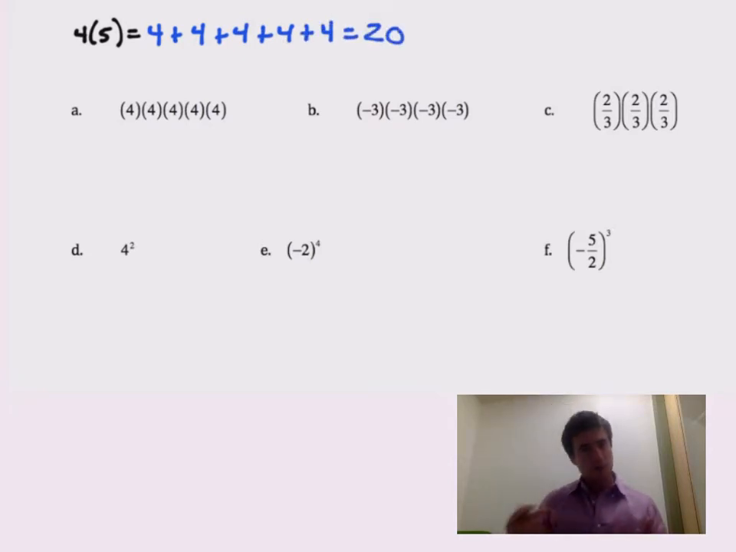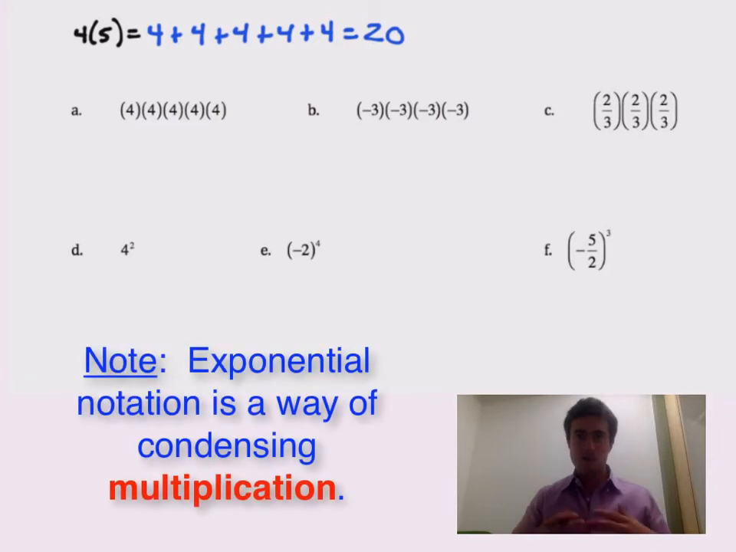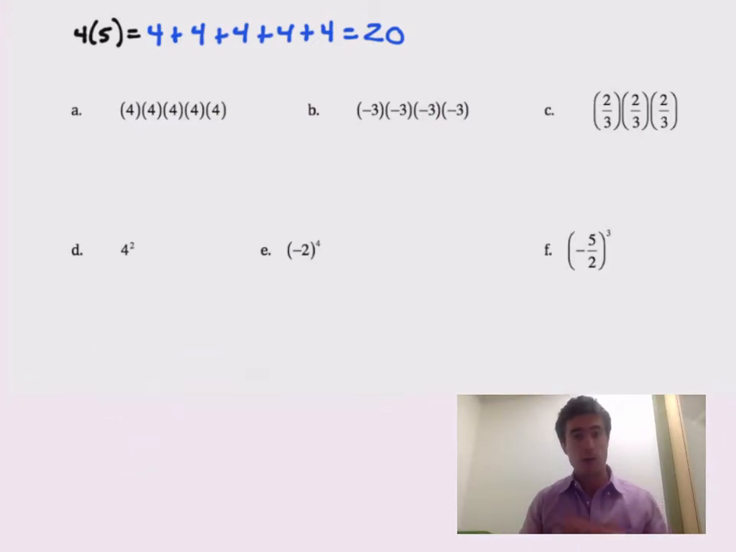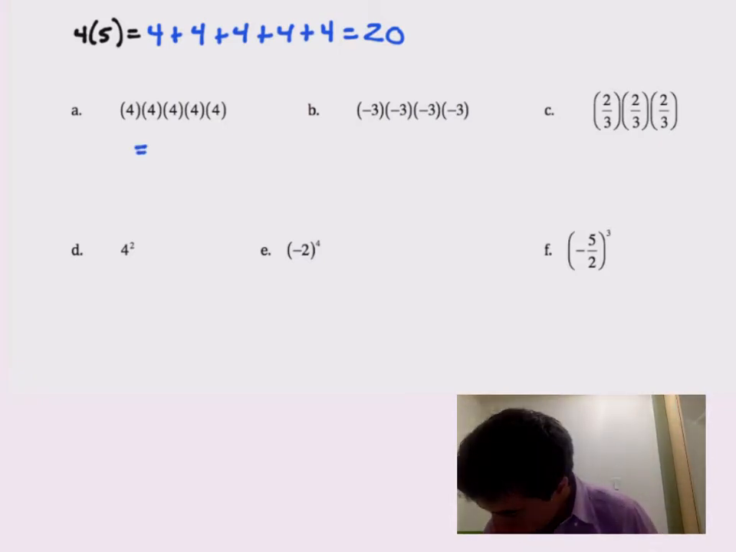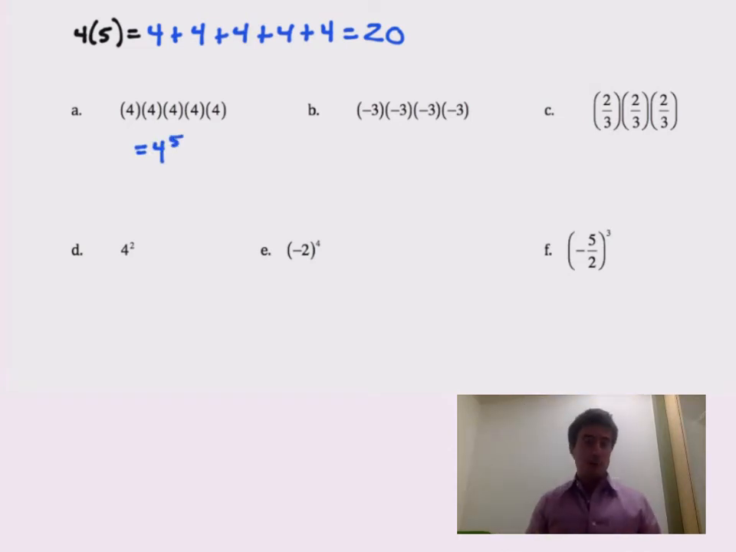And just like multiplication is a way of condensing addition, so are exponents a way of condensing multiplication. So for instance, let's look at these first three examples. In the first, we've got 4 times 4 times 4 times 4 times 4. 4 being multiplied by itself 5 times. And the way to condense that is as such. We write 4 with this little 5 up here. This is called 4 to the 5th power, and that means multiply 4 by itself 5 times.